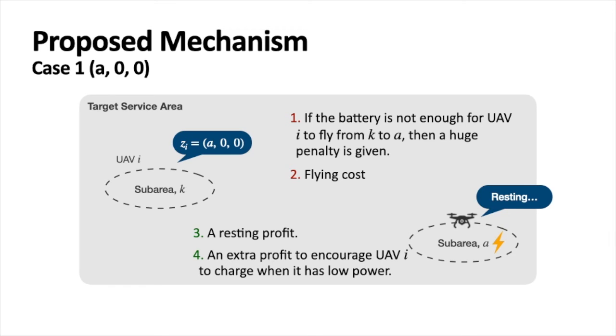And an extra profit to encourage UAV I to charge. The point is, we certainly don't want any UAV to serve at the risk of low power. Hence, the lower the power is, the more UAV I gains from this term. Notice that the red number specifies a cost and the green one is a gain. Similar to case 1, cases 2, 3, and 4 also have their own ways to calculate the cost and gain.